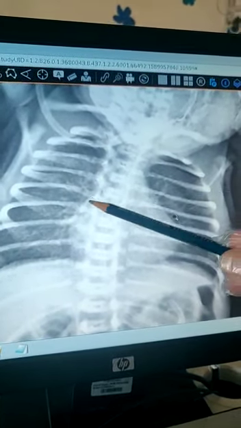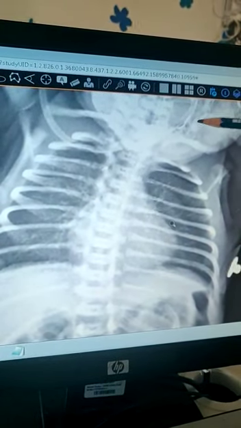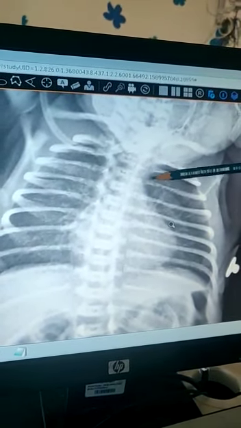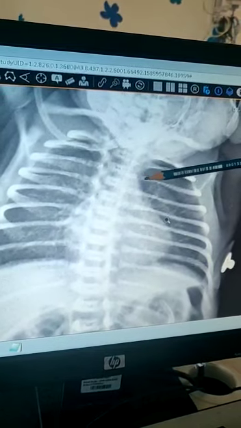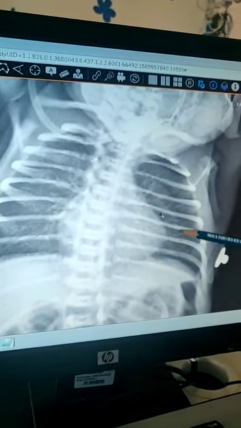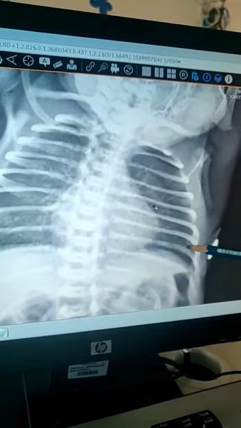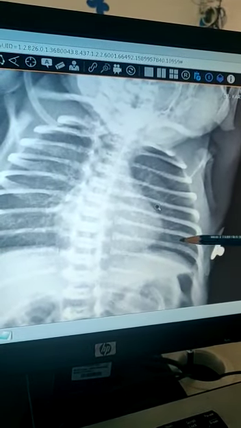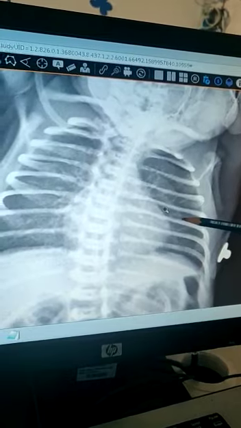The heart shape looks like a boot, and the upper portion of the boot is actually a flattened pulmonary trunk. And you can see the toe is lifted up. This lifting up of the toe of this boot is due to the right ventricular hypertrophy.